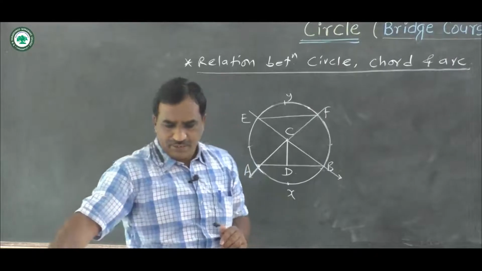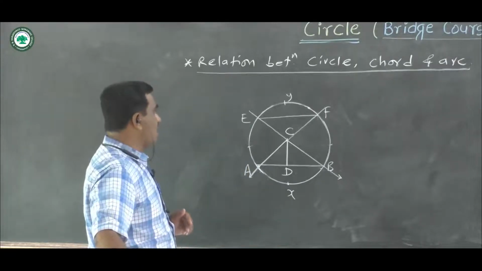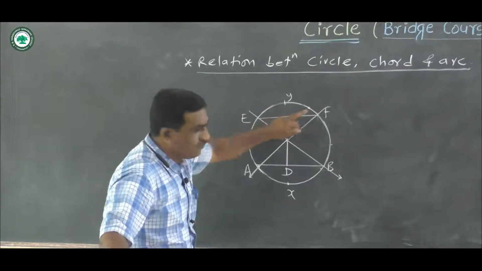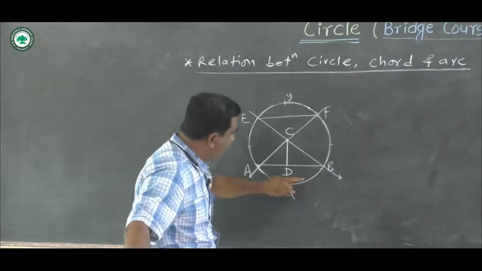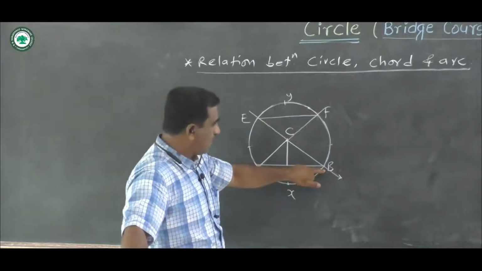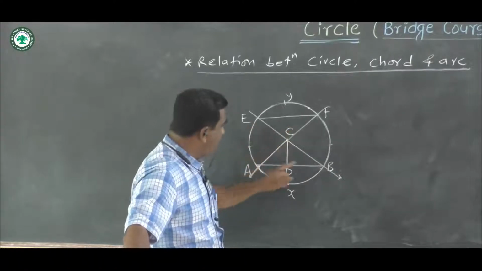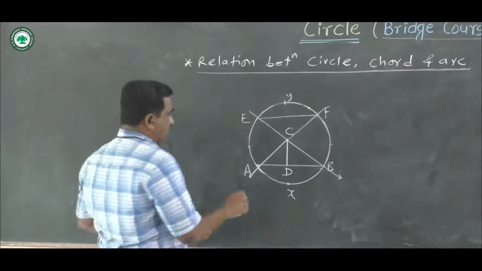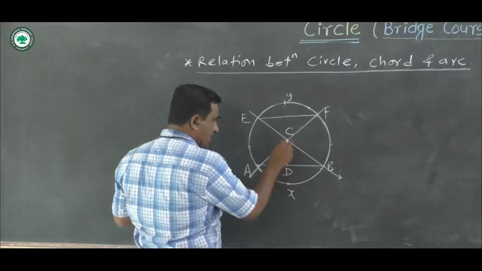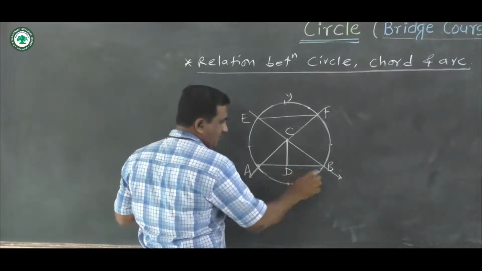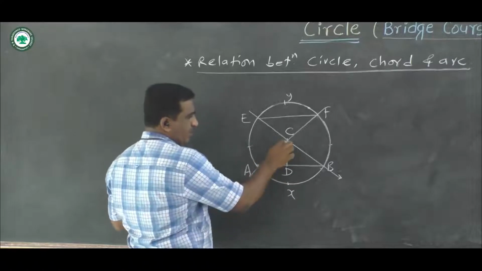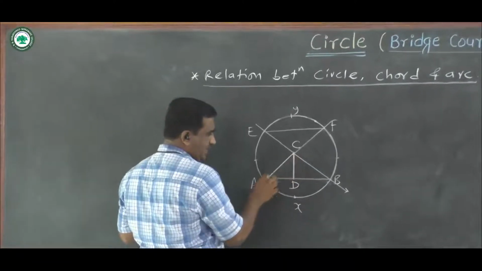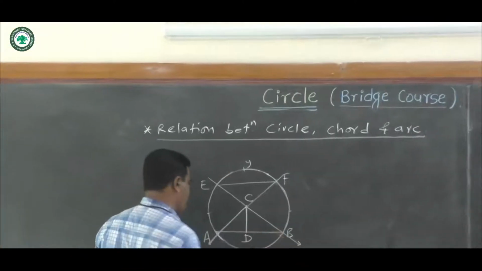There is a property: the chords corresponding to congruent arcs are congruent. If arc EYF and arc AXB are congruent arcs, then chord EF and chord AB are also congruent. If we know the perpendicular distance from center to the chord and the radius of the circle CA, then we can find chord AB.